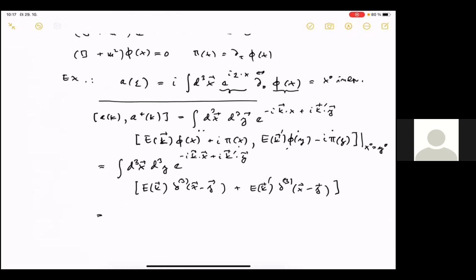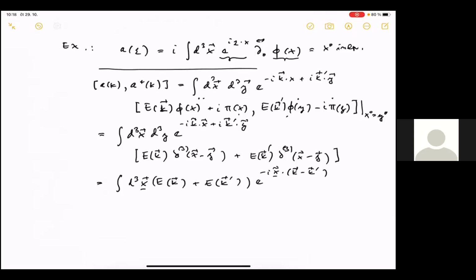And now let us first integrate over x. This gives us that y is x in both cases, and what remains is ∫d³x times (e_k + e_k') times e^(-i(k−k')x). And again, we obtain here the integral representation of the delta function with respect to this variable. And therefore, k and k' can be taken the same. As a result, we obtain (2π)³ times the delta function of k minus k' times 2e_k. And this is nothing else but our invariant delta function of k minus k'.